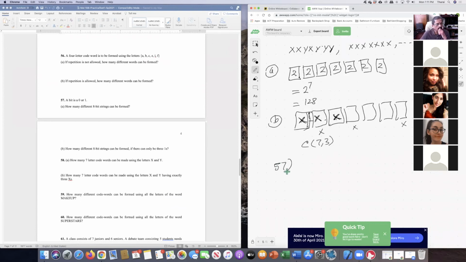Yes, please. How many different 8-bit strings can be formed with 0 and 1? 2 to the power 8. It's just the way we did this one. We would do 8 boxes and then 2 ways for each. Then for part B, would we write combination 8, comma 3? Yes, combination 8, 3. Exactly. Okay, thank you. You're welcome.